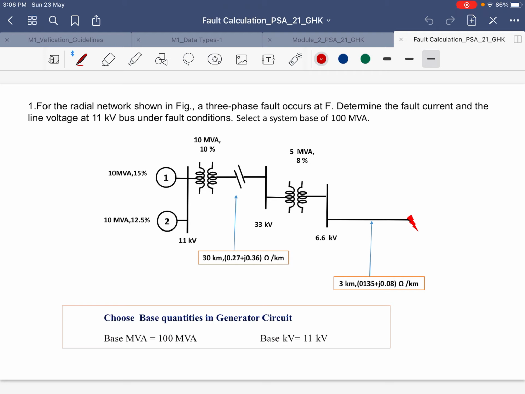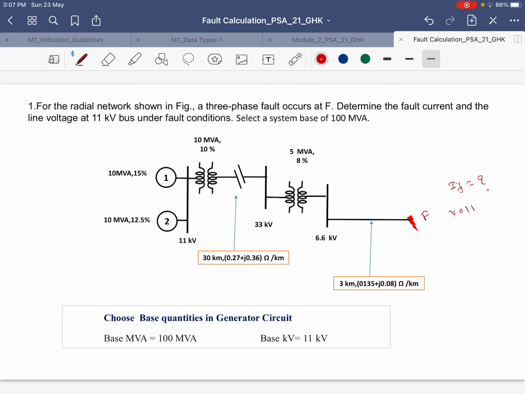The statement of the problem is: for the radial network shown in the figure, a three-phase fault occurs at point F. Determine the fault current and line voltage at the 11 kV bus. What he is asking is, first you have to find out the fault current IF and the voltage at the 11 kV bus.